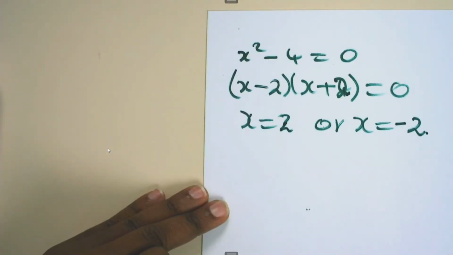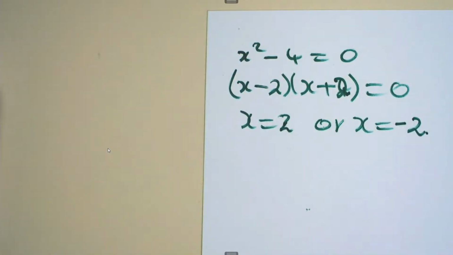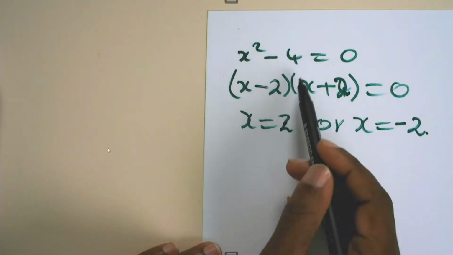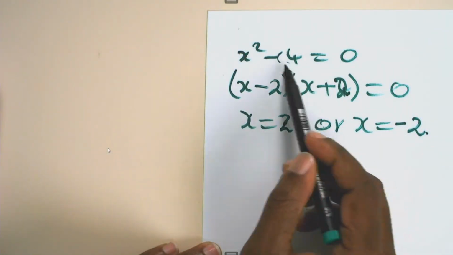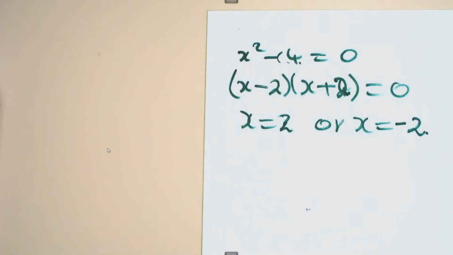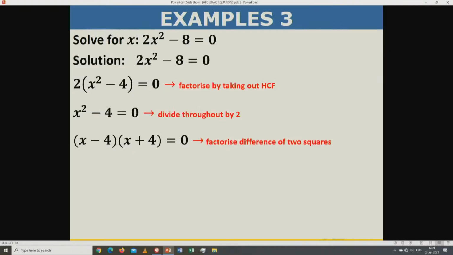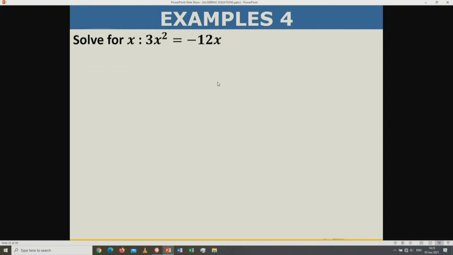Right. So in the presentation, I didn't actually determine the factors of 4. I left 4 as it is, which is actually wrong. So in other words, for this one, it will be x is equals to 2, or x is equals to negative 2. So for 4, it will be 2, it will be 2. Right. Now go into example 4.